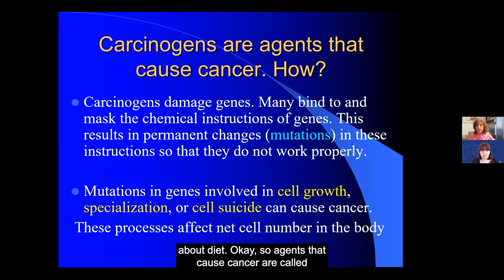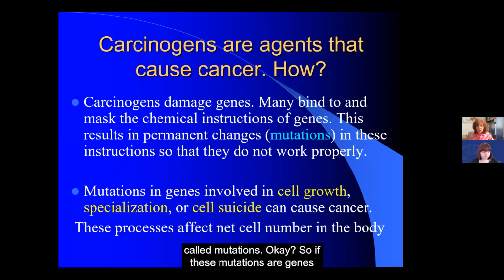So agents that cause cancer are called carcinogens. How do they work? Well, basically, carcinogens damage your genes. And it's quite a simple process. Many bind to and mask the chemical instructions of genes. So that means your A, T, Gs, and Cs of the DNA sequence. And that masking causes the replication machinery to make a mistake. They can't see the real letter that's behind. And as a result, they put in the wrong letter, and that leads to permanent changes called mutations.